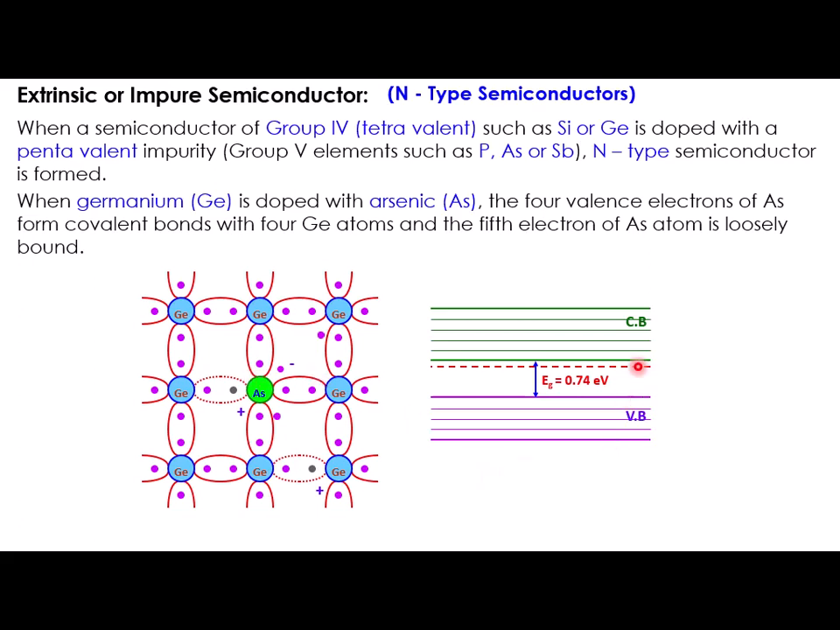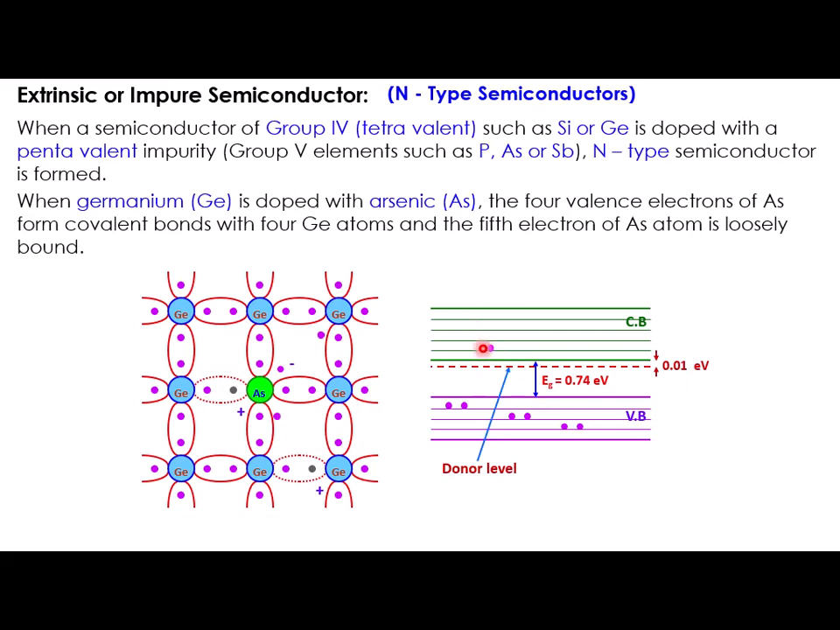The difference between this energy level and the lowest level of the conduction band is 0.01 electron volt, and this level is called the donor level. Since arsenic is called a donor atom, this energy level is called the donor level. Now, the fifth electron of arsenic is sitting in the donor level, and with very little energy, very much less than room temperature, or 1 degree Celsius or 2 degrees Celsius, it will go up to the conduction band.